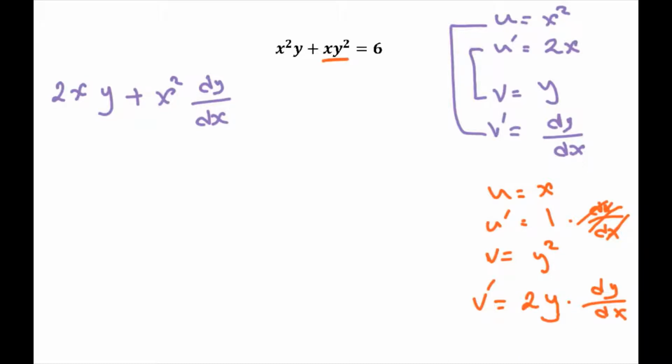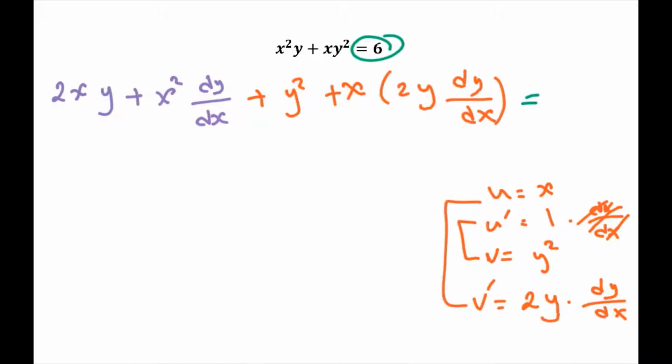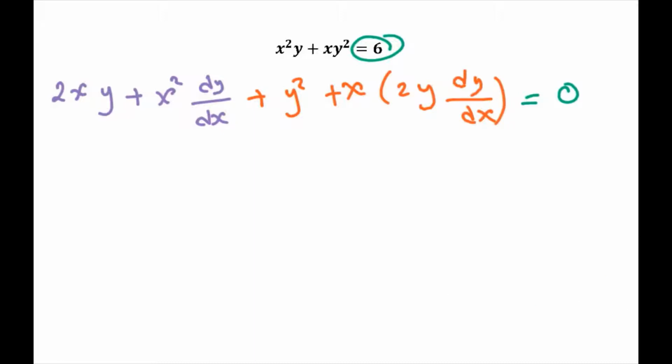So now we're going to do u prime v plus u v prime. That's going to be here plus 1 times y squared, which is y squared, plus u and v prime, which is 2y dy over dx. This is the first part. What about equal 6? Equal 6 is a constant. The derivative of a constant is 0. Okay? Now it's time to simplify.